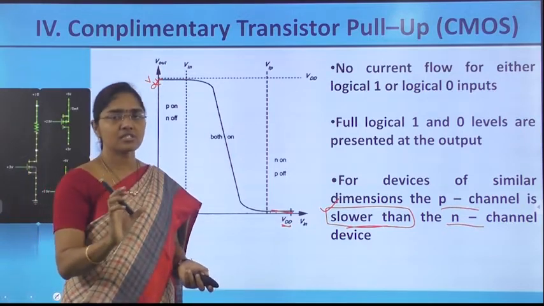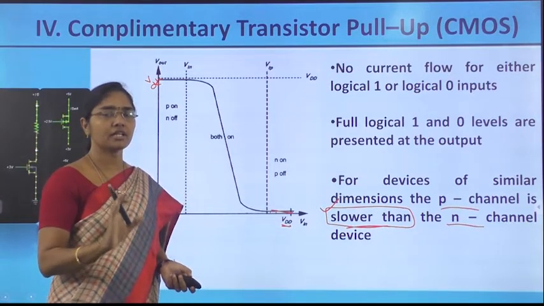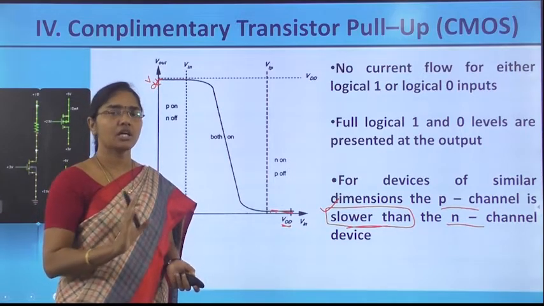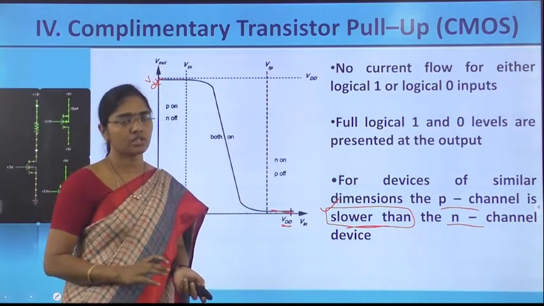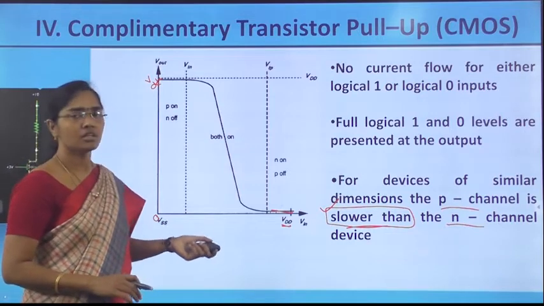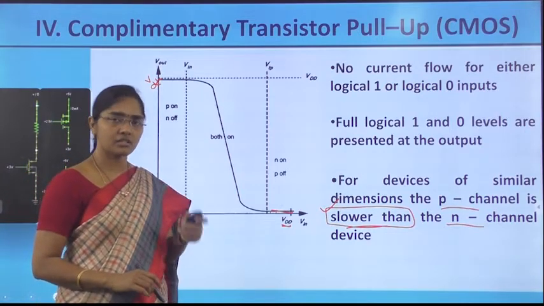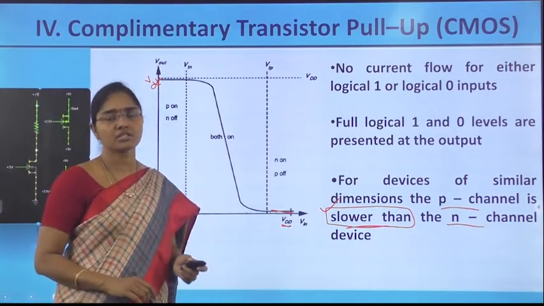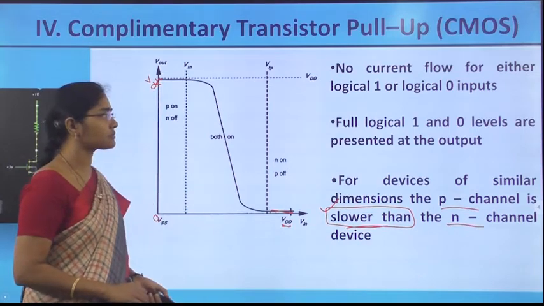So, different sizes of P and N are required, and there is no static power dissipation, and output values are full swing. These are the characteristics of this device, a circuit with a complementary transistor as the pull-up.